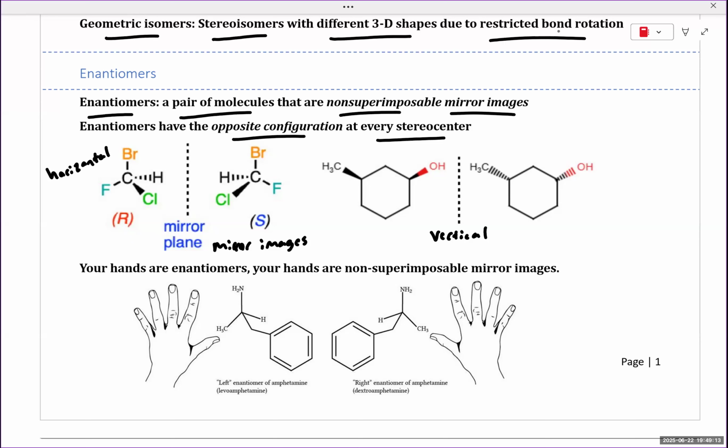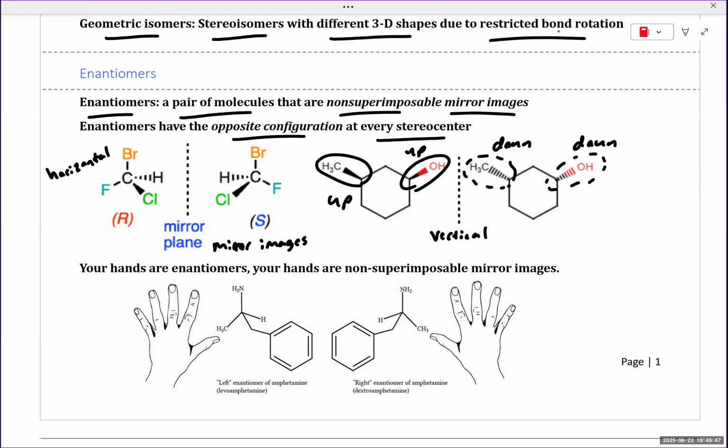The way that we can tell these two molecules represent a pair of enantiomers is that they have the opposite configuration at each stereocenter. Here, we have the methyl group pointing up, and the alcohol pointing up. In the enantiomer, the methyl group is pointing down, and the alcohol is also pointing down. We have the opposite stereochemistry at each stereocenter if we compare a compound and its enantiomer.